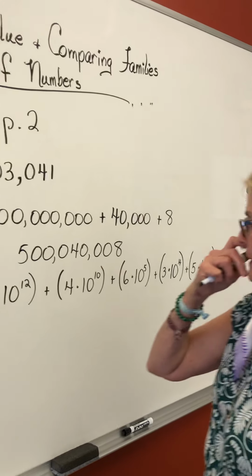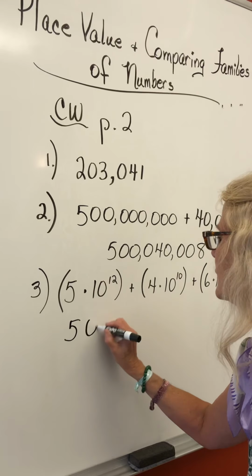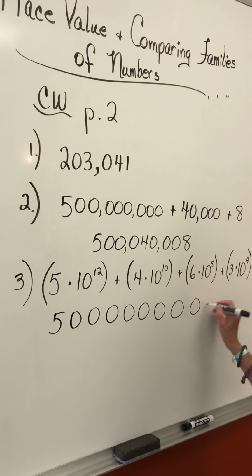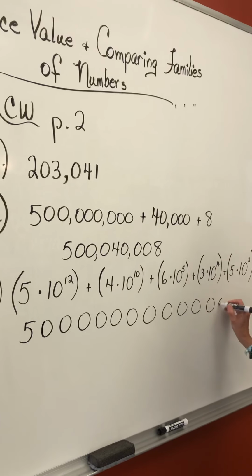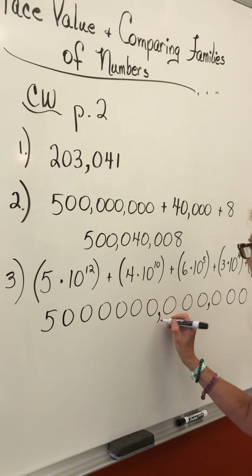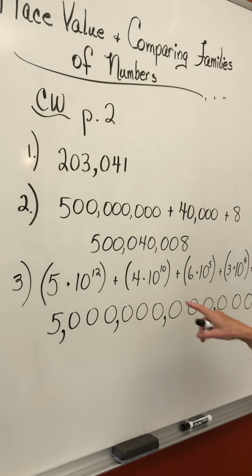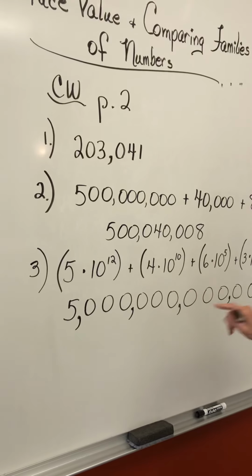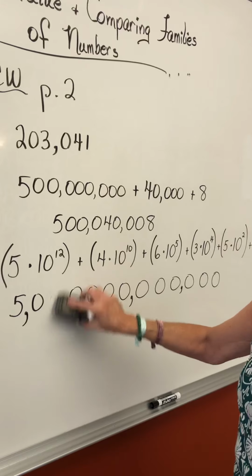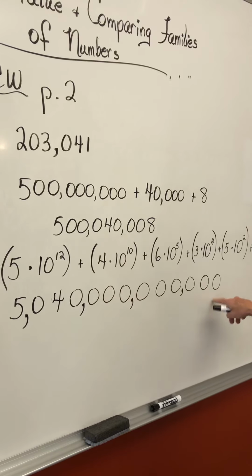So let's look and see. This is one way I'm going to do it. I'm going to put my 12 zeros in here. 1, 2, 3, 4, 5, 6, 7, 8, 9, 10, 11, 12. That's where my number is going to be, and I'm going to mark off my families here. Now I have 4 with 10 zeros after it. So where is 10? Let's see, 3, 6, 9, 10, which means my 4 would go here. Okay, 4 times 10 to the 10th, that's 10 zeros.